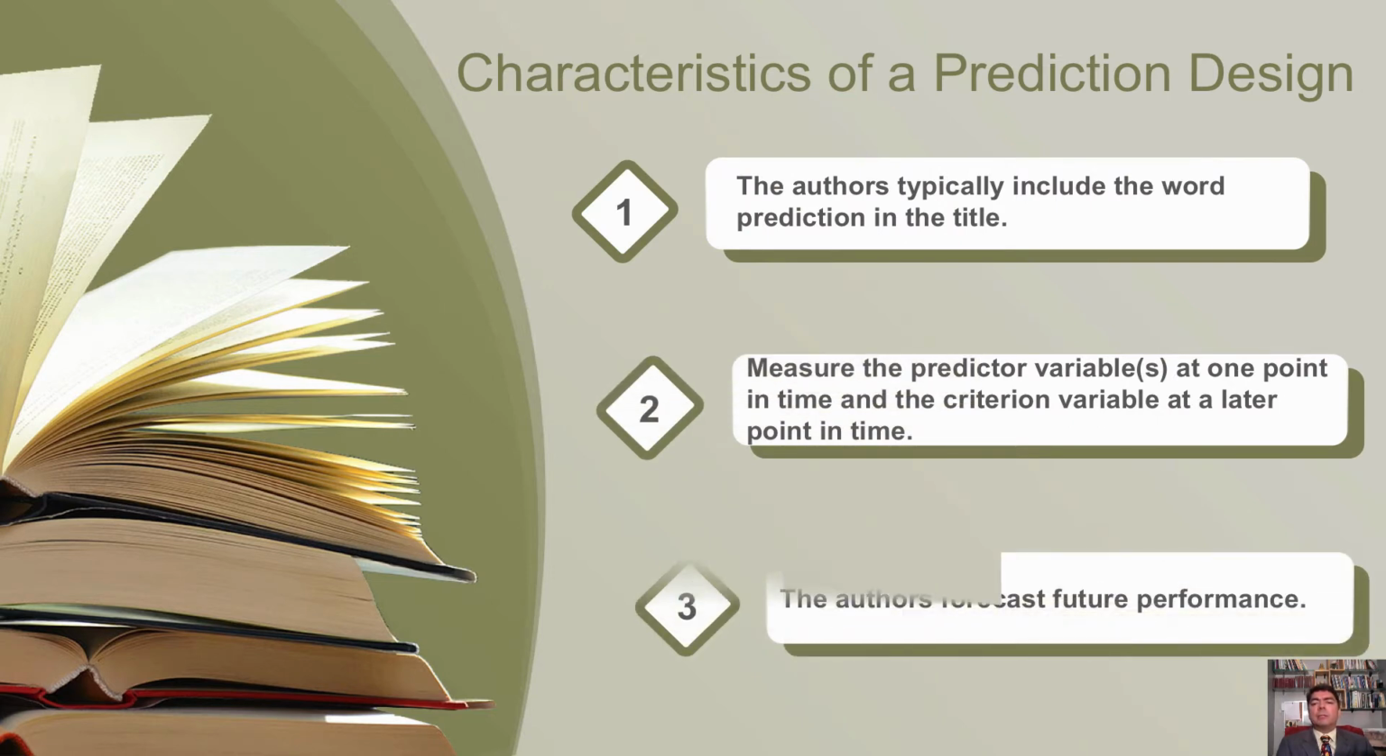In this slide, we can see simple characteristics to identify a prediction design. The first one: the author typically includes the word prediction in the title. Then we see that they measured the predictor variables at one point in time and the criterion variable at a later point in time. And we could also see that the authors forecast future performances.